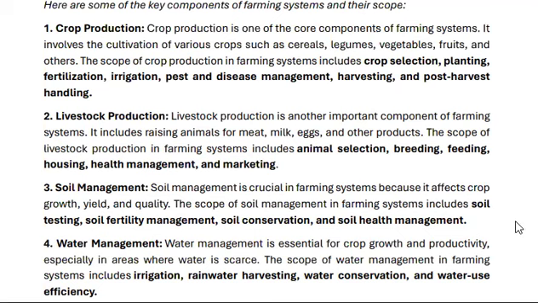Fourth, we have water management, water, tubig. So water is very essential for crop growth and productivity because water is a crucial factor para tumubo or mamunga ang ating mga halaman. So the scope of water management in farming systems includes irrigation, rainwater harvesting, water conservation, and water use efficiency.